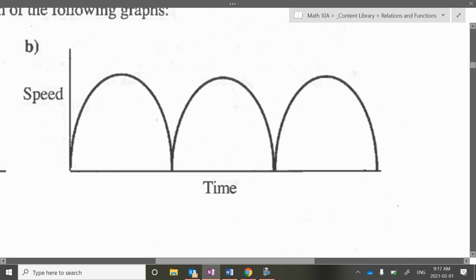So this is like story time. What's the story happening here? Go ahead, Khalil.